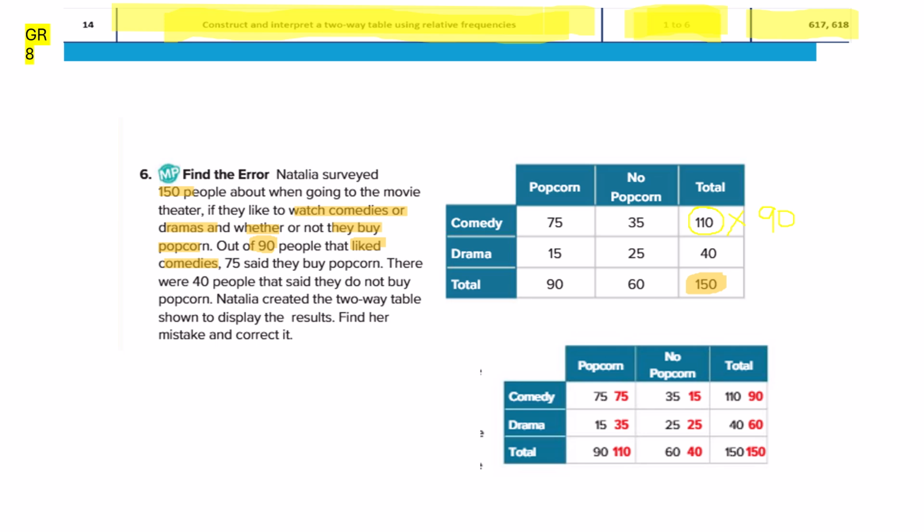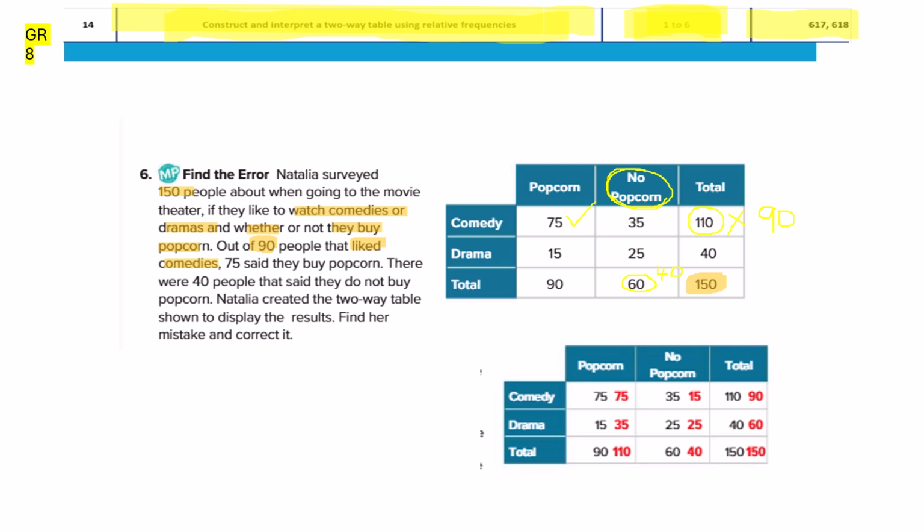And then they say 75 said that they bought popcorn. So that is correct. There were 40 people that said that they do not buy popcorn. So 40 people do not like popcorn. So we need to find the 40. And we'd find that this is incorrect because they do not buy popcorn. Who are the people who do not like popcorn? And the total is 40, so this is incorrect. This should be 40.